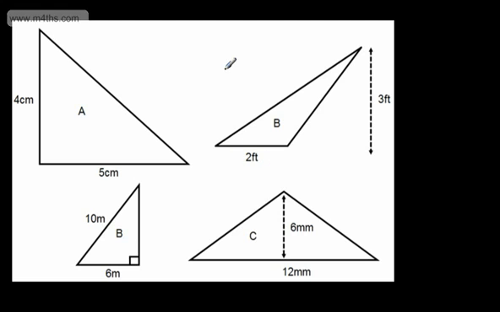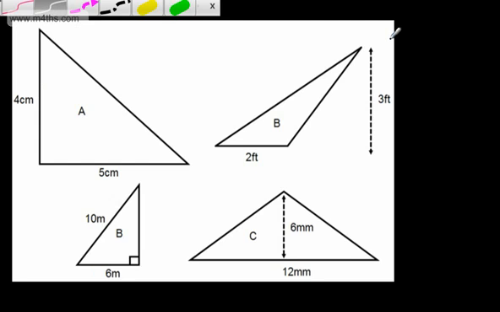So let's start off with 4 different triangles. We just simply want to find the area of each of these triangles. None of them are drawn accurately, but they'll give us some idea of what we're doing. So if we consider the first one, a right angle triangle, we've got 5 and 4. All we would do is 5 times 4 divided by 2.